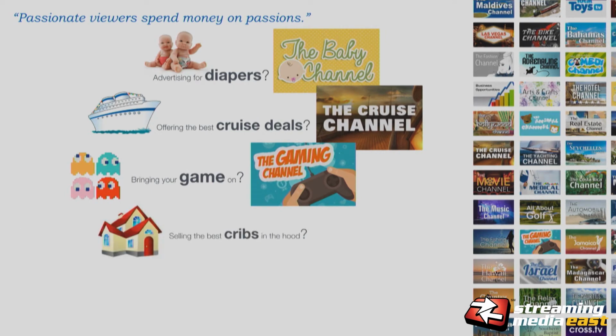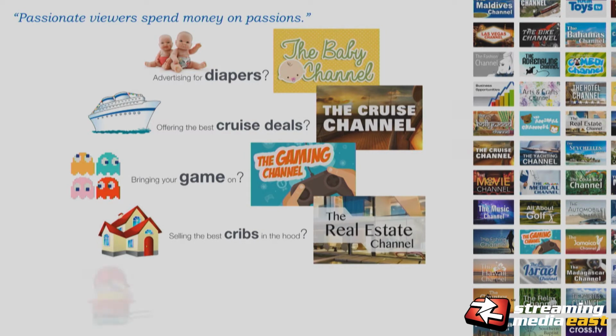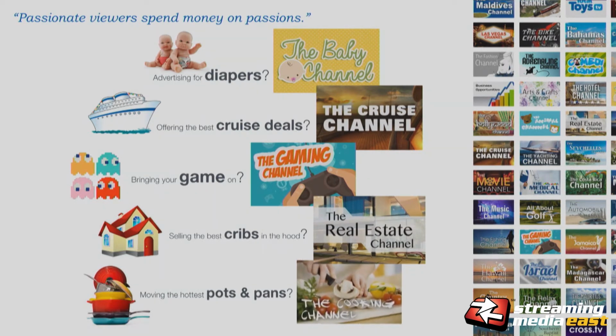If you're selling the best cribs in the hood, do it on the real estate channel. If you're moving the hottest pots and pans, advertise on the cooking channel. That's content targeting, and we believe that's the most effective and cost-effective and most tailored way of advertising.